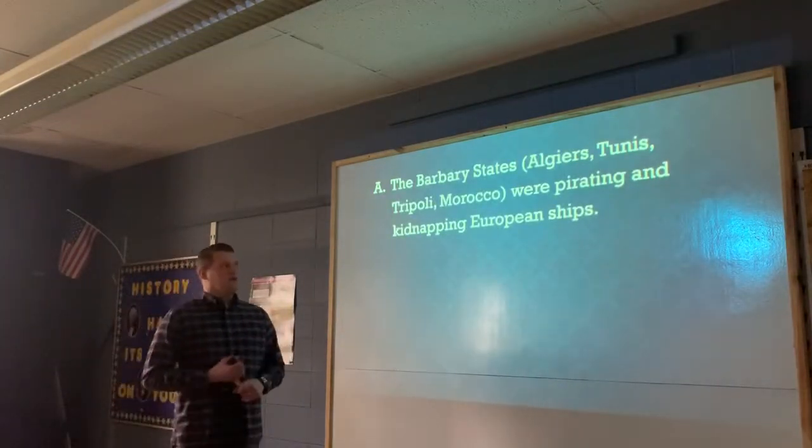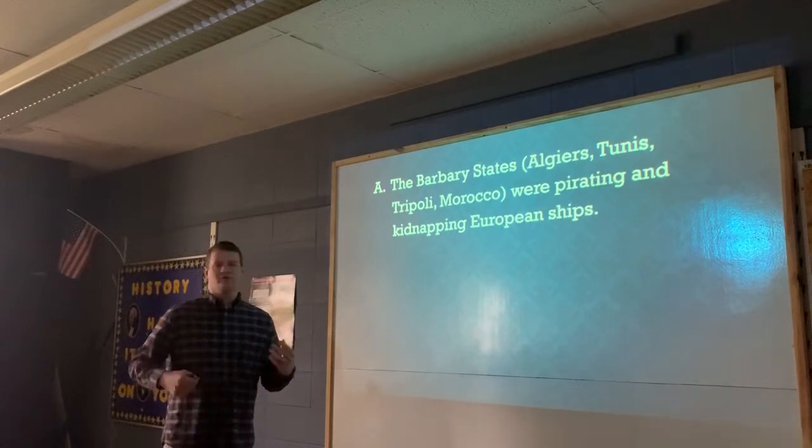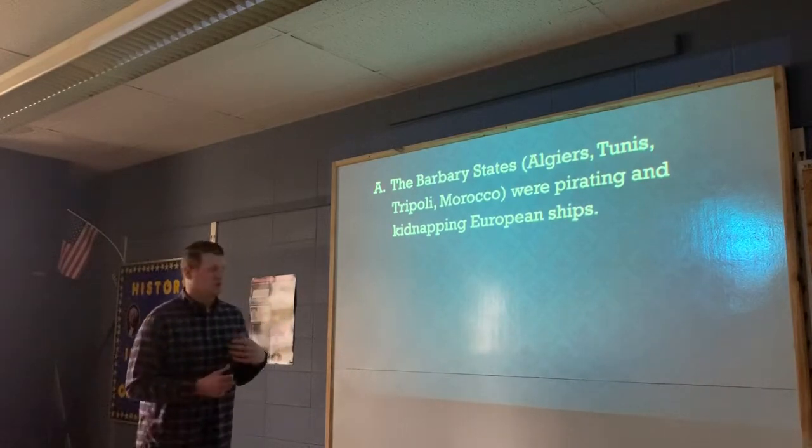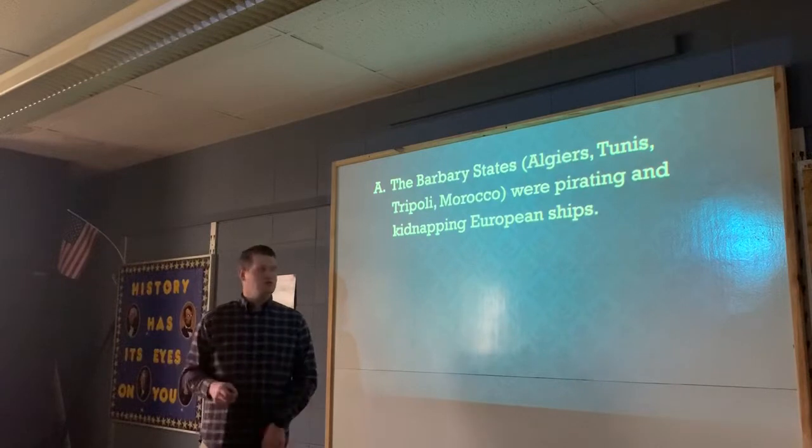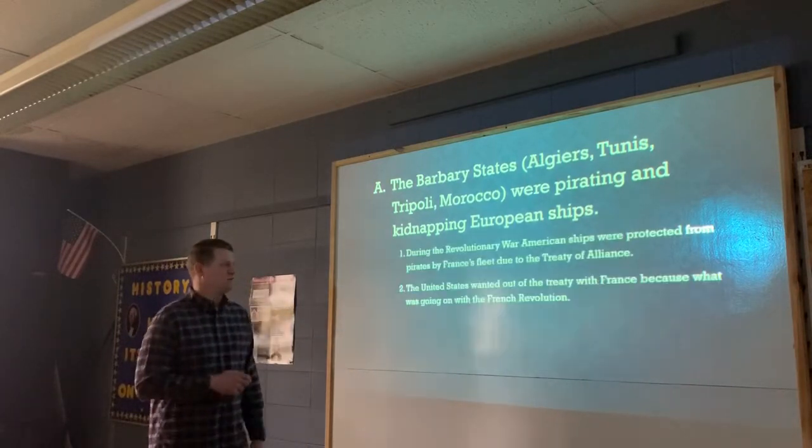Letter A, the Barbary States: Algiers, Tunis, Tripoli, and Morocco. These are the four countries that made up what's called the Barbary States, or the Barbary Coast. They were pirating and kidnapping European ships.